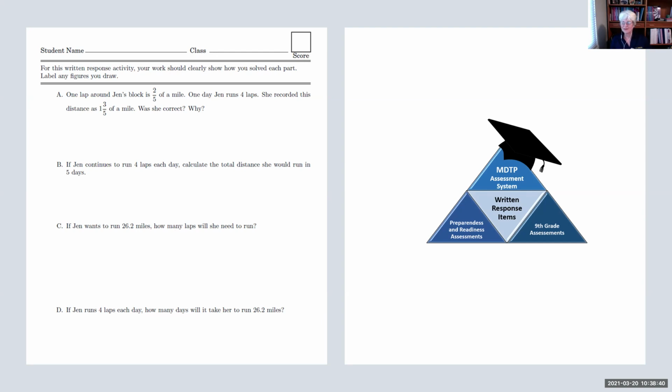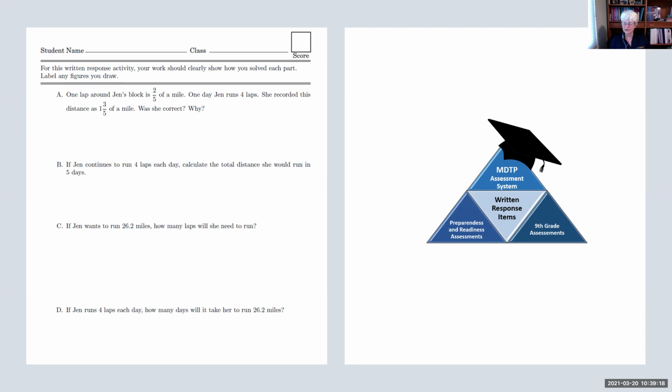All right, at this time, if I could interrupt you and have you return to the slideshow a little bit, and we can talk a little bit now about what else comes with the problems. So if your students are unfamiliar with rubric rating, the introduction to the problem is important. You want to be sure that these instructions at the top of the page are clear to your students, that in order to be able to understand their thinking, your work should clearly show how you solved each part, label any figures that you draw.